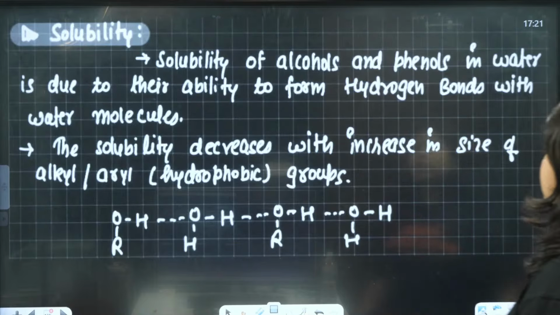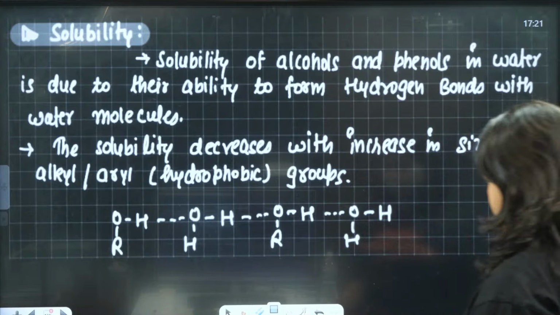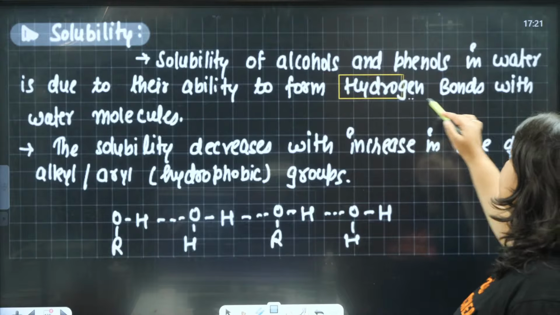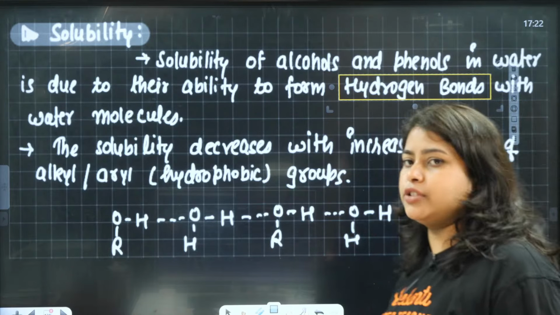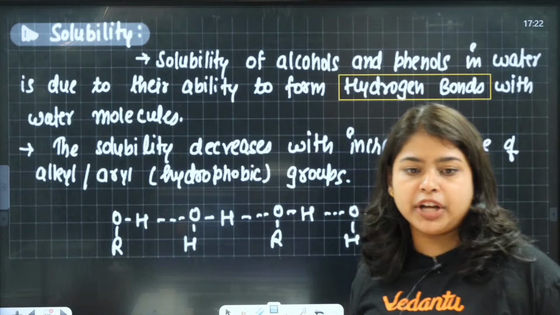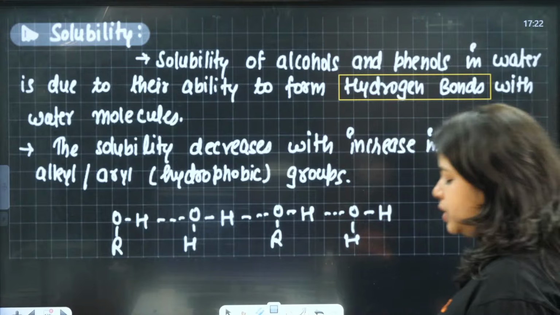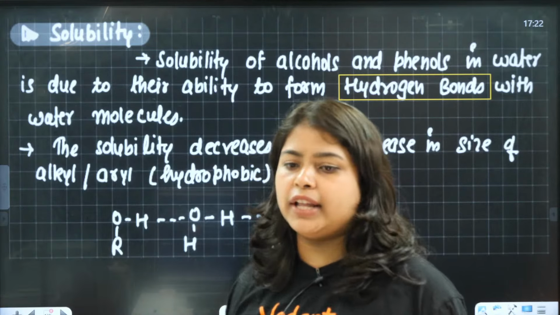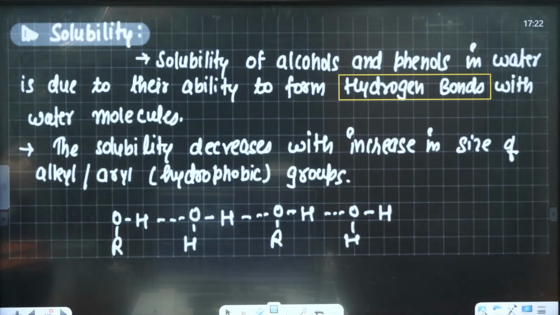Solubility of the alcohols and phenols in water is due to their ability to form hydrogen bonds with the water molecules. Hydrogen bonds are formed with the water molecules. Clear? Then the solubility will decrease.